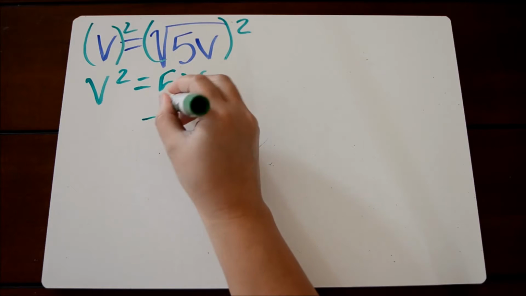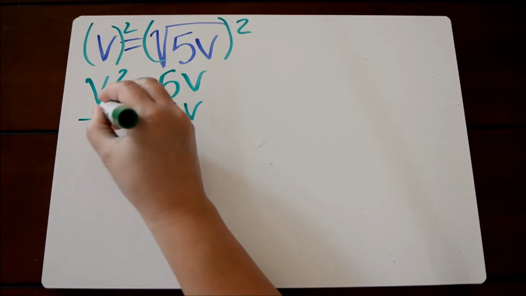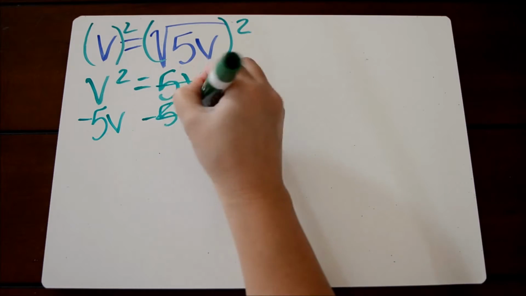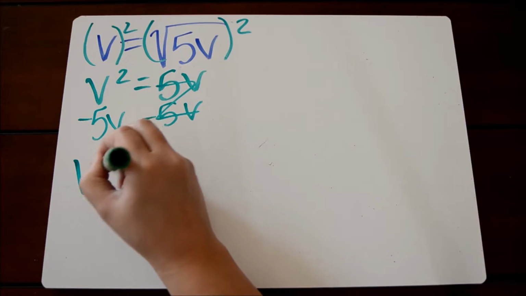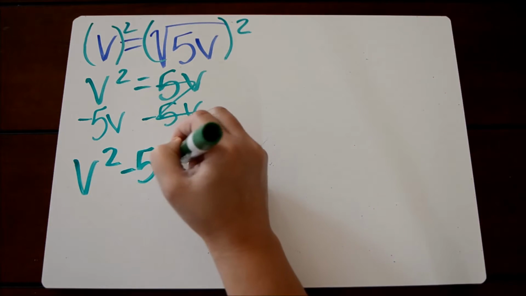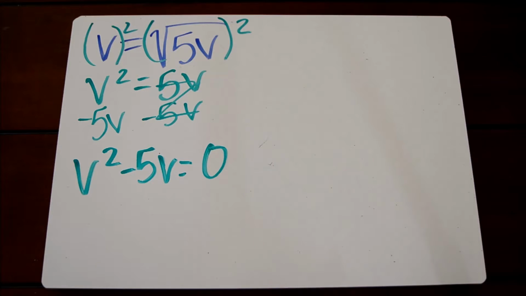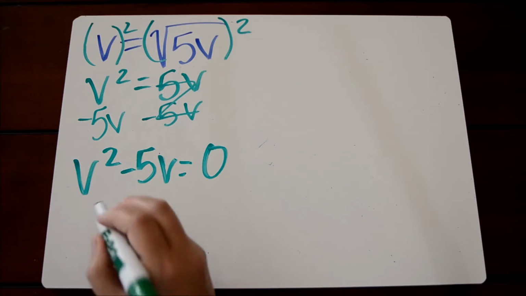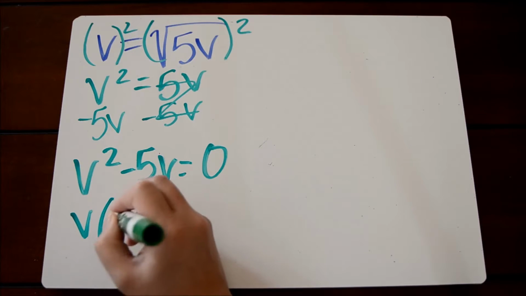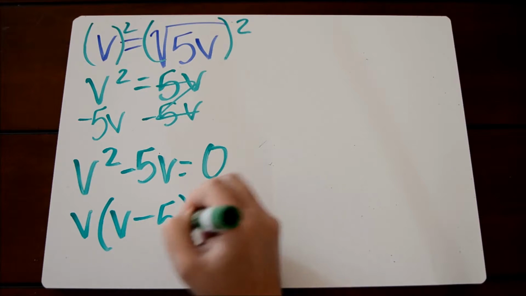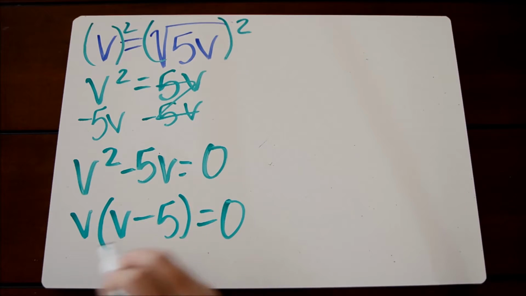I'm going to subtract 5v from both sides, and we get v squared minus 5v is equal to 0. When I factor this, I'm going to factor out the GCF, which is v. I get v times v minus 5 is equal to 0. These are my two factors.